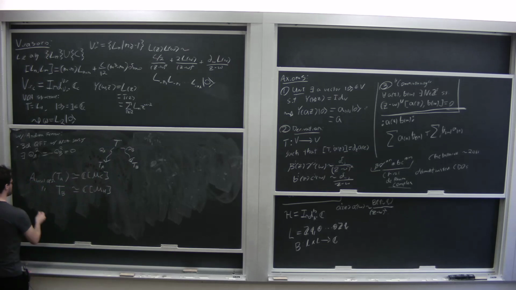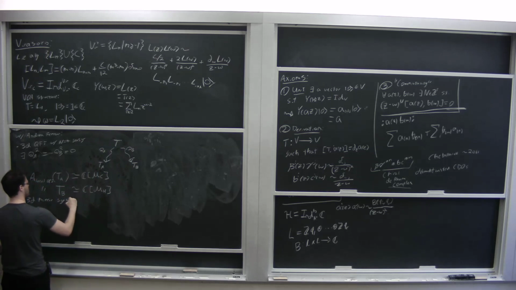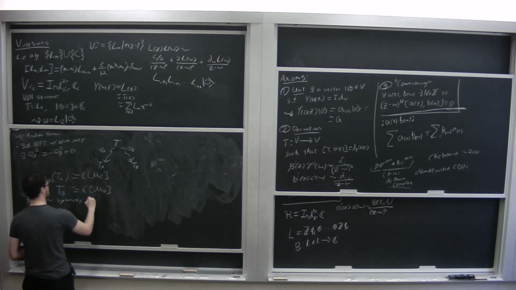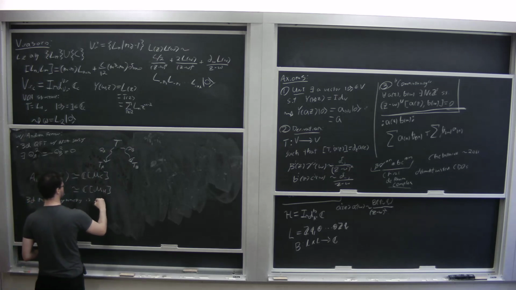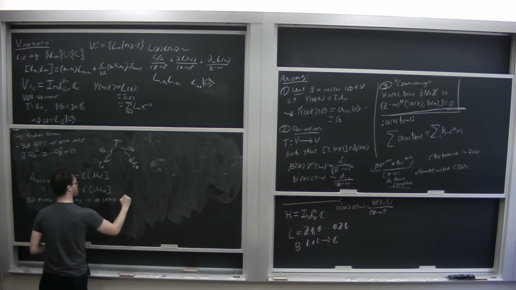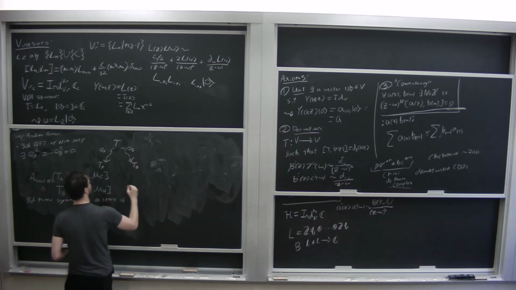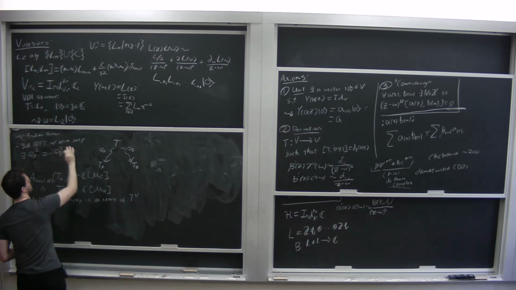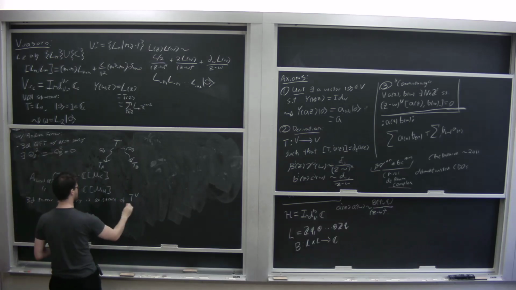And so what 3D mirror symmetry posits or conjectures is the existence of a mirror theory of the same type. And by same type, I mean a 3D QFT with N equals 4 supersymmetry.